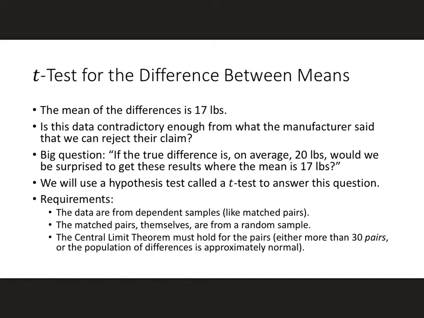Our requirements here are that the data are from dependent samples like matched pairs. The matched pairs themselves are from a random sample, and the central limit theorem must hold for the pairs. So remember, that is either that there are more than 30 pairs or the population of differences is approximately normal.